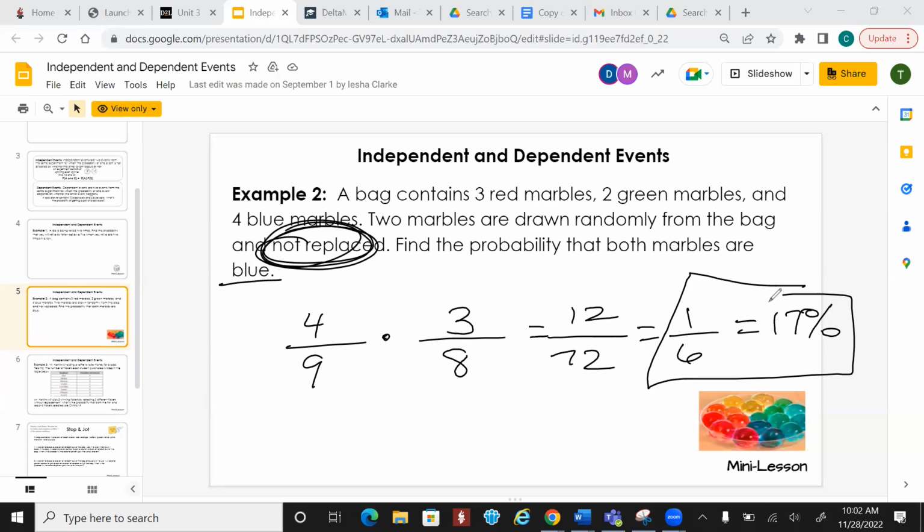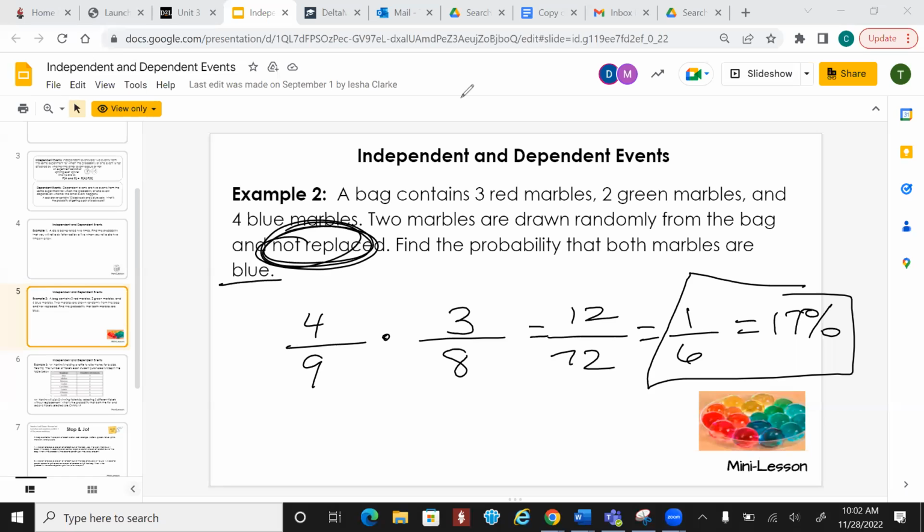Yeah. So you would take a marble out. That means that you have 8 left. And we're hoping that it would be a blue marble. So the first one, the probability would be 4 out of 9. The next one would be 3 out of 8.